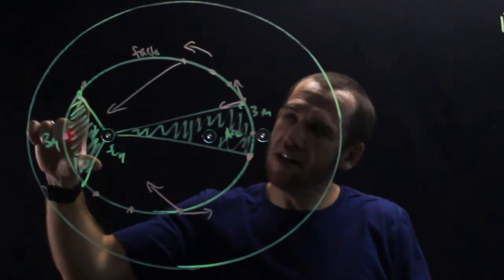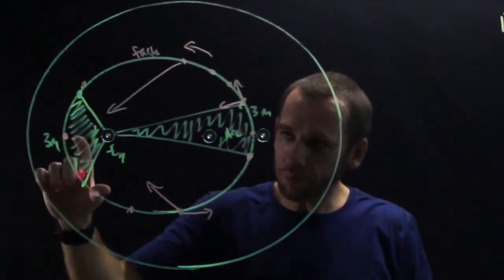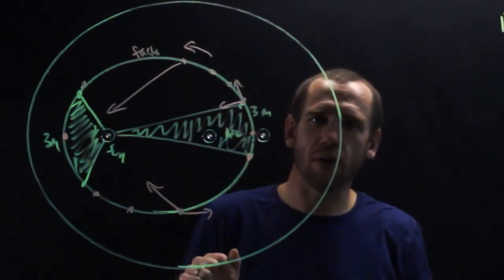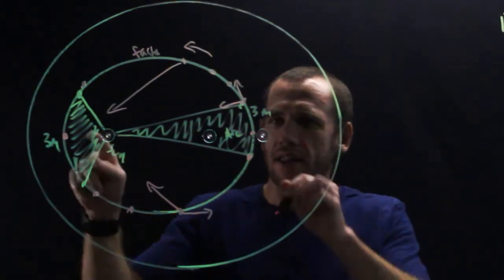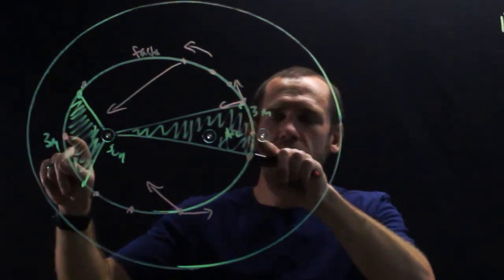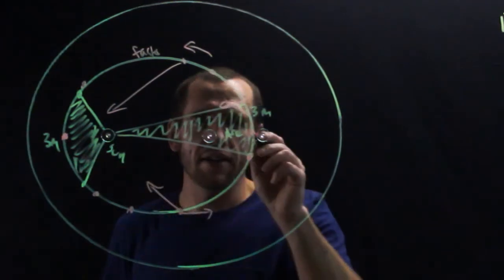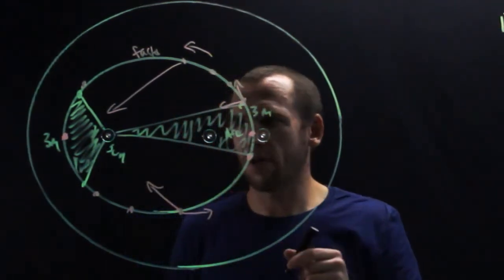So when it's moving the fastest, it's the closest. When it's moving the slowest, it's the furthest away. Now you got to be careful here. These two locations have nothing to do with the seasons. I mean, the seasons are caused by the tilt of Earth's axis.